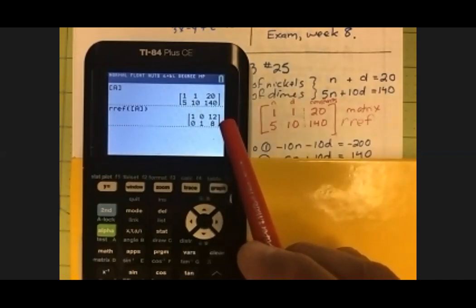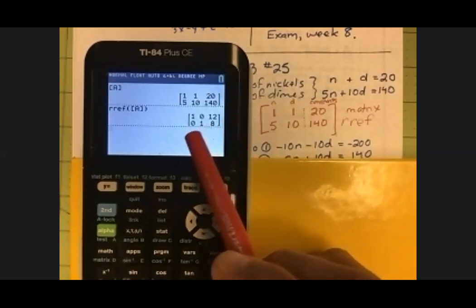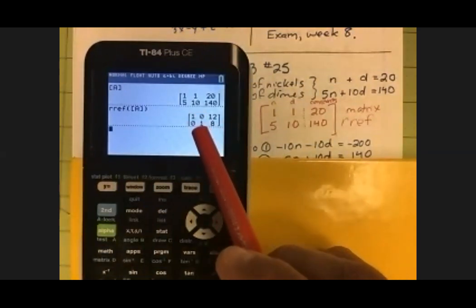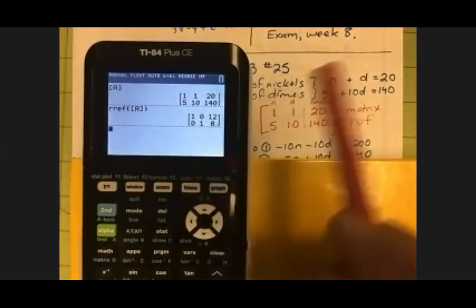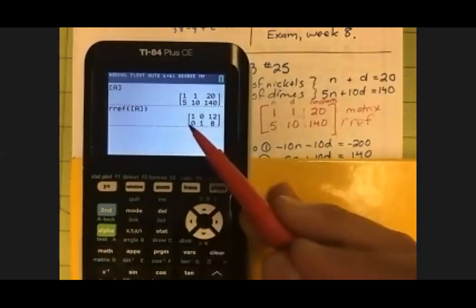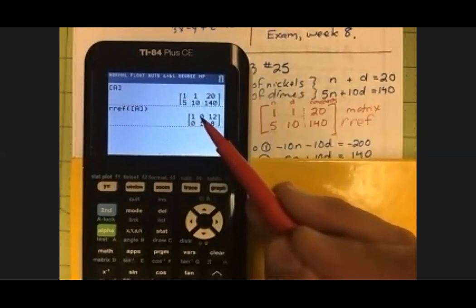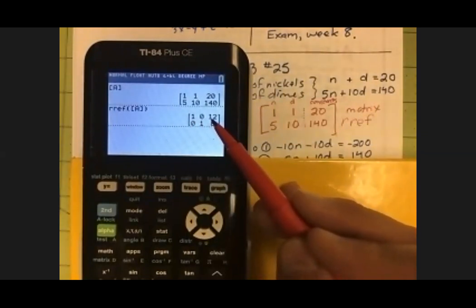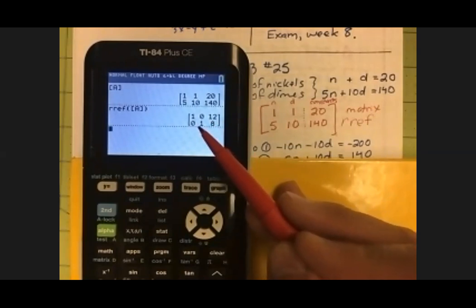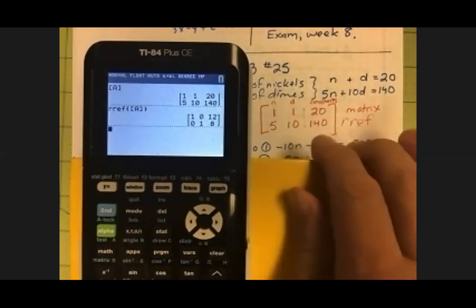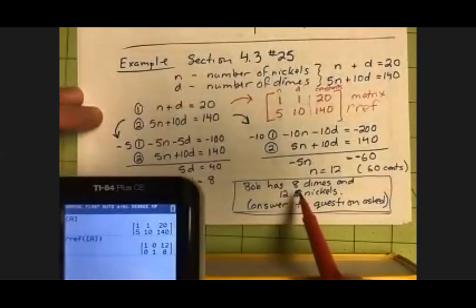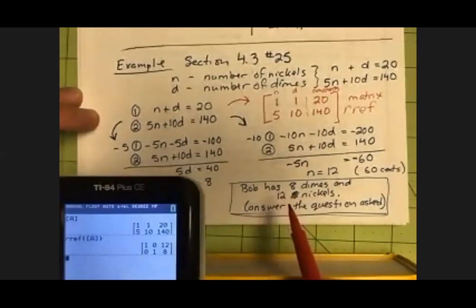But this is the answer I expected, isn't it? The first column was nickels. Second column was D, dimes. So the first row says, I have one N and no D's is 12. That means N is 12. Second row says no N's and one D is 8. That means D is 8. So the calculator agrees with me that I had 8 dimes and 12 nickels. Doesn't matter whether I say I have 8 dimes and 12 nickels or 12 nickels and 8 dimes. I could say that in either order.